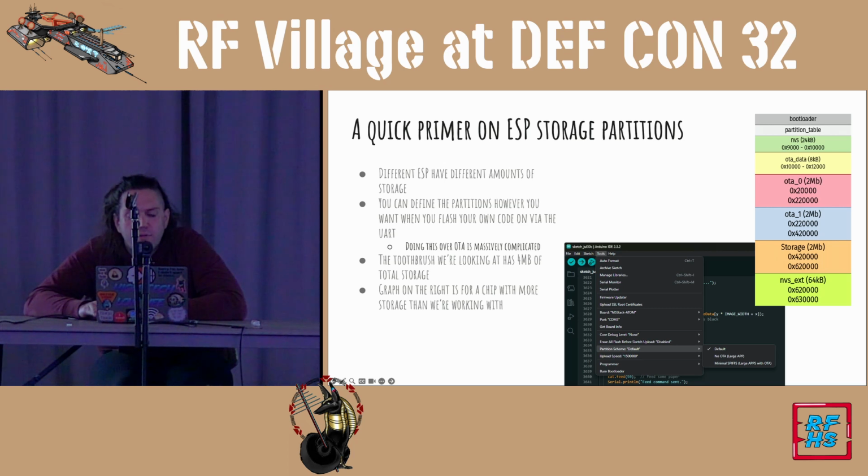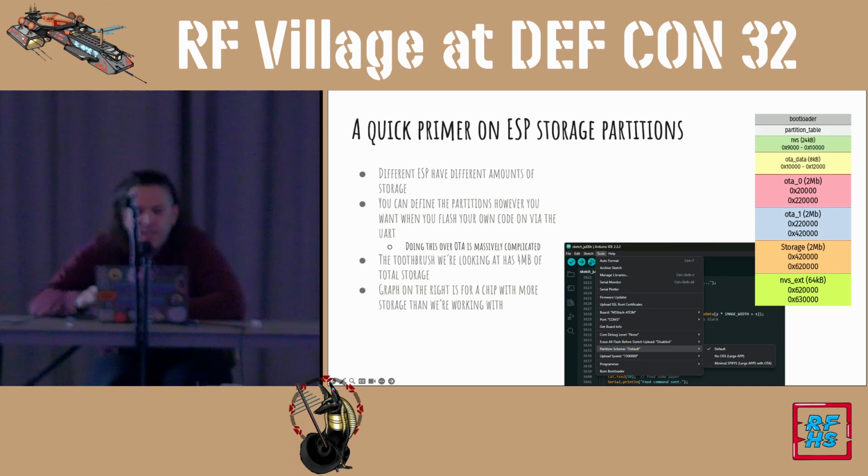So OTA 0 and OTA 1, those are going to be both where you can store your actual sketch. The reason why we have an OTA 0 and an OTA 1 is because when we're running our active code from one of those partitions and we want to update it, we need to have a place to store our updated code. And so essentially the process is that you would write your new code to the OTA partition that you're not running, and then once you have validated that you've actually gotten that firmware written to the storage, the device reboots and it knows to start running the new firmware from the other partition.